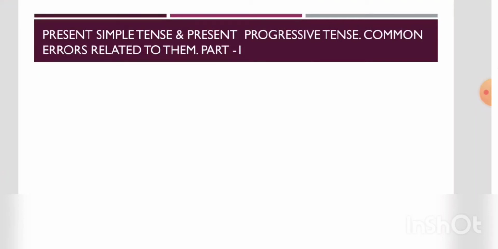Verbs are tricky, difficult to understand, and sometimes very confusing. Many students make mistakes. They pick up a wrong verb, and such mistakes lead to miscommunication. If you want to know how to avoid such mistakes related to tenses, do watch this video.